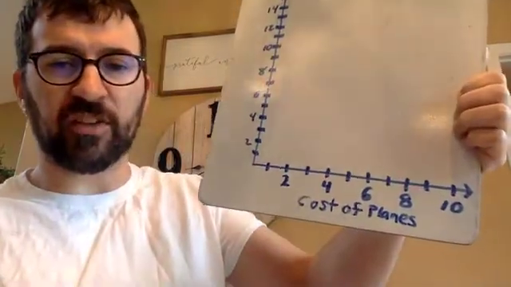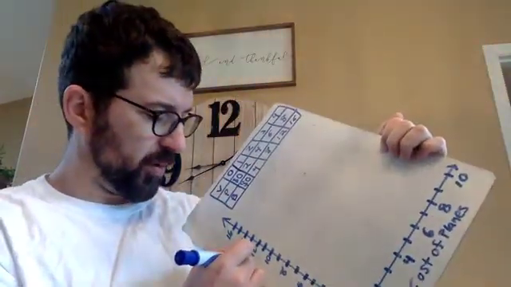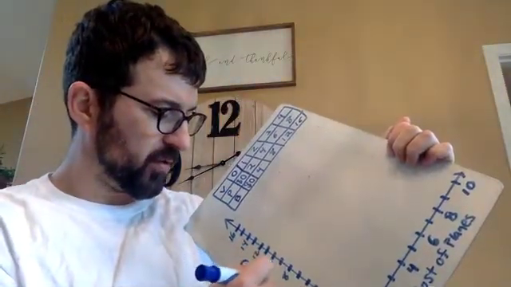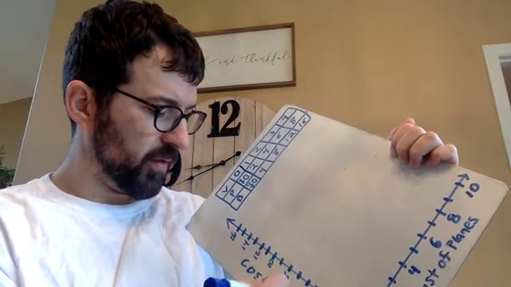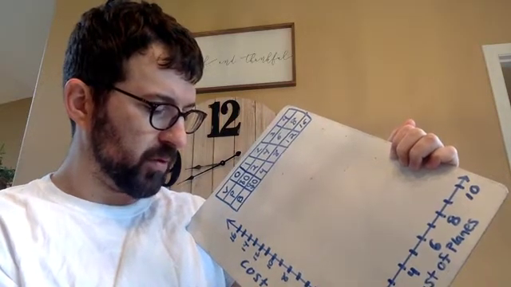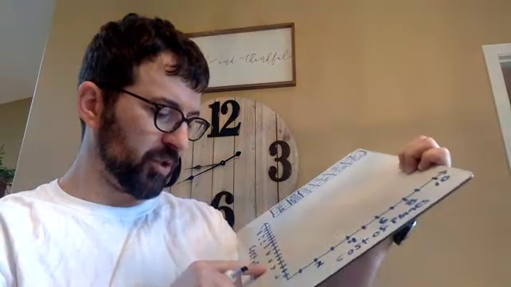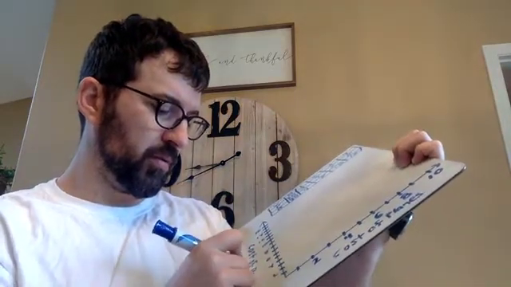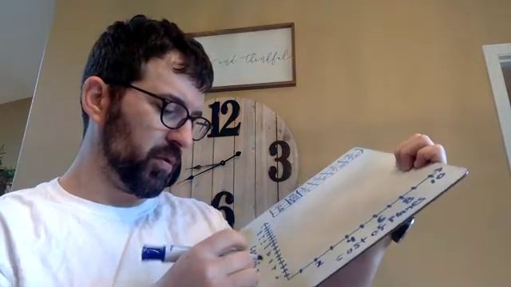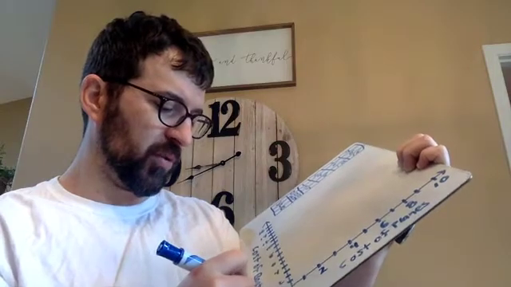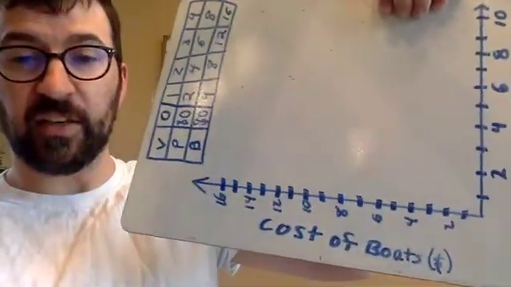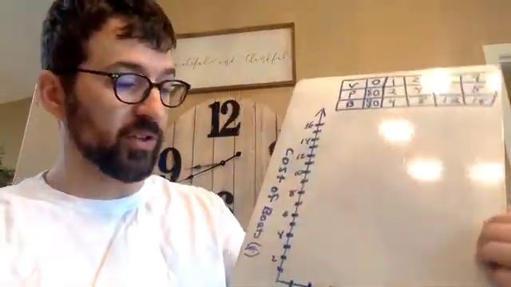So that's going to be my cost of planes. And over here, this is going to be my cost of boats. Oops, probably should spell correctly. Boats. Okay, I'm going to put a parentheses and write that as in, it's in dollars. I'll do the same down here, just identifying that we're looking at dollars here.